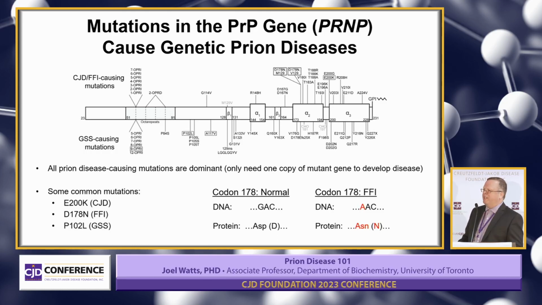Just to give you one example of how this works, for fatal familial insomnia, the normal DNA at position 178 is GAC. In FFI, it gets mutated where the first G becomes an A, and whereas GAC instructs the cell to put an aspartic acid, or D, in that position, AAC causes the cell to put an asparagine, or N residue, and that difference in the sequence then makes the protein more prone to adopting the bad form.